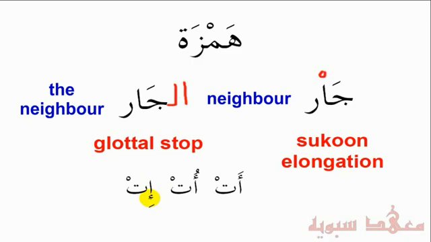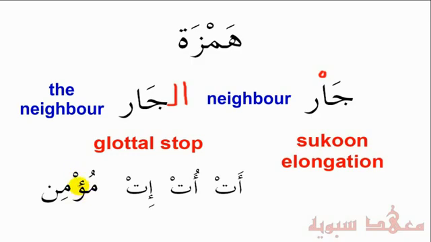And a Hamza can also have a sukoon, similar to the alif. For example, the word mu'min. Mu'min means a believer. Now here the Hamza is on a waw. It's not on an alif. But we'll explain this in another lesson inshallah. But the point is this is a Hamza and it has a sukoon on it. So mu'.